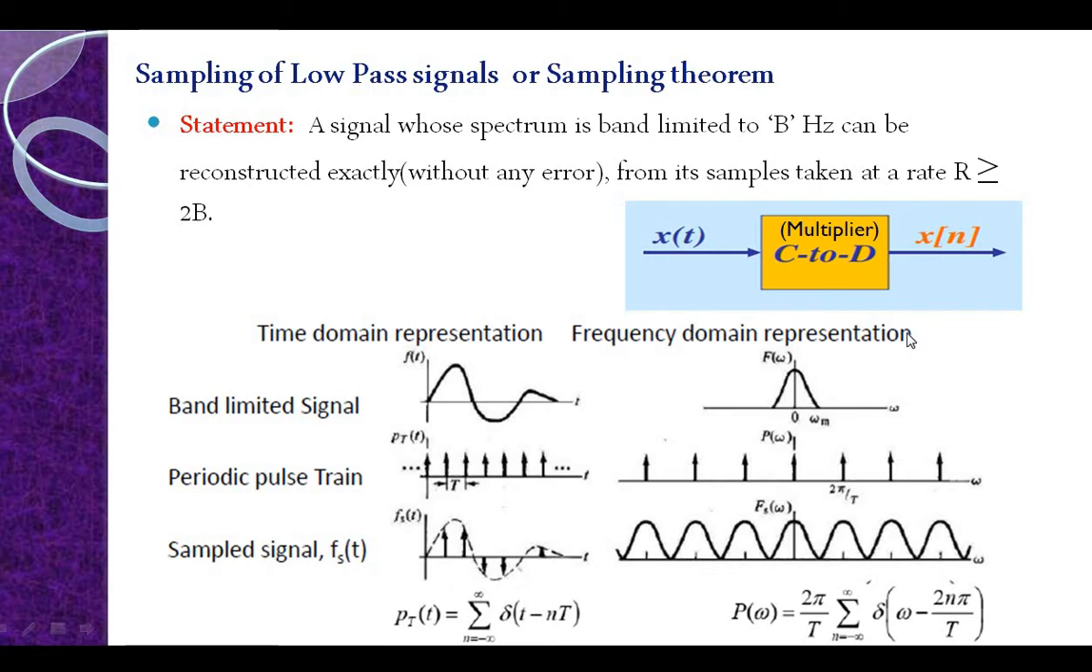What will you say that one? Impulse train you have to give. That is to be multiplied by using a multiplier, and you will be getting a sampled signal x of n.